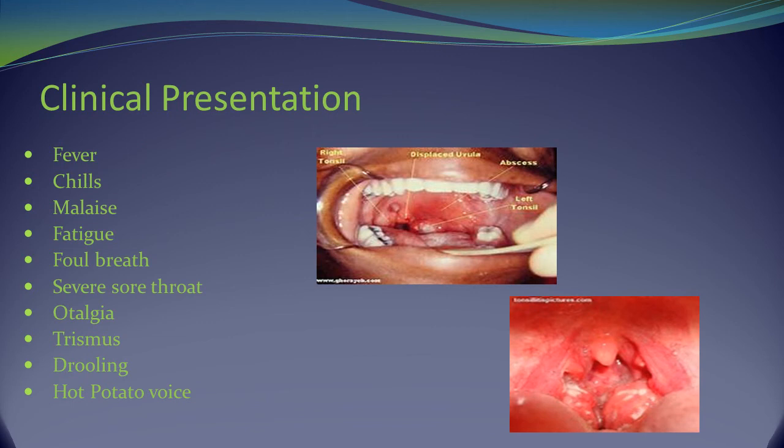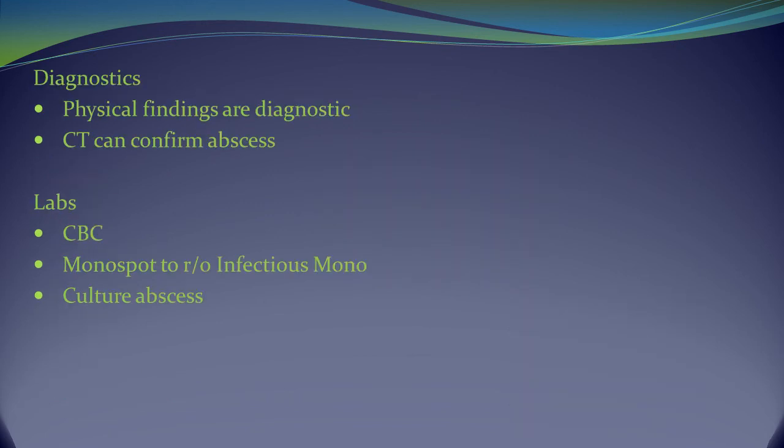This is a really good picture of a peritonsillar abscess, where you can see the left tonsil and the right tonsil and that abscess right in between that area. Usually these patients are diagnosed on physical findings. It really isn't done by any other means of testing, although you can do a CAT scan to confirm the abscess and see if you need to refer to a surgeon. But the physical findings are usually diagnostic enough.